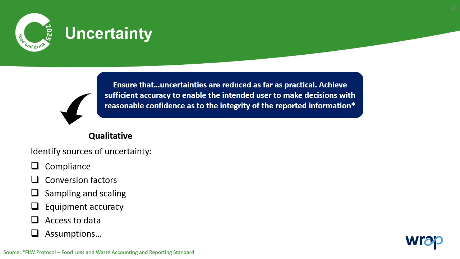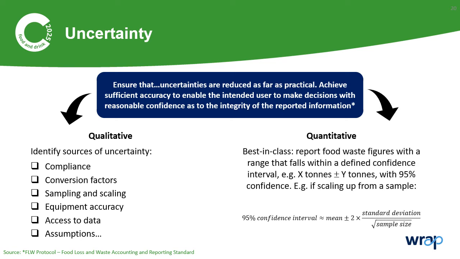Best practice where possible would be to try and actually put some figures against that, so to come up with some quantitative uncertainties. That could be, for example, based on a tolerance in your equipment. So let's say it's accurate to plus or minus 2%. You could add that as a sort of confidence interval onto the data that you report. If you're doing sampling and scaling, you can use this kind of calculation here, which again has a bit more detail in the Food Loss and Waste Standard, to enable you to come up with some confidence intervals in the data that you report.